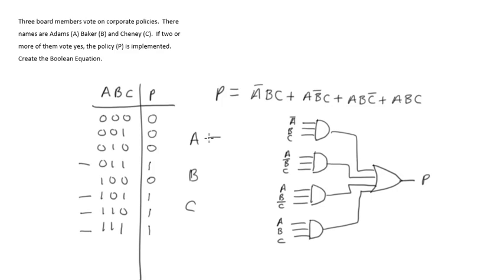But we need to have an A naught, so we'll create that with a NOT gate. And we need to have a B naught, so we'll create that one with a NOT gate. And we need to have a C naught, so we create that one with a NOT gate. And of course A naught goes to A naught, and B naught goes to B naught, and C naught goes to C naught. And that's the logic circuit that goes with that logic equation, that goes with that truth table, that is a result of that story problem.